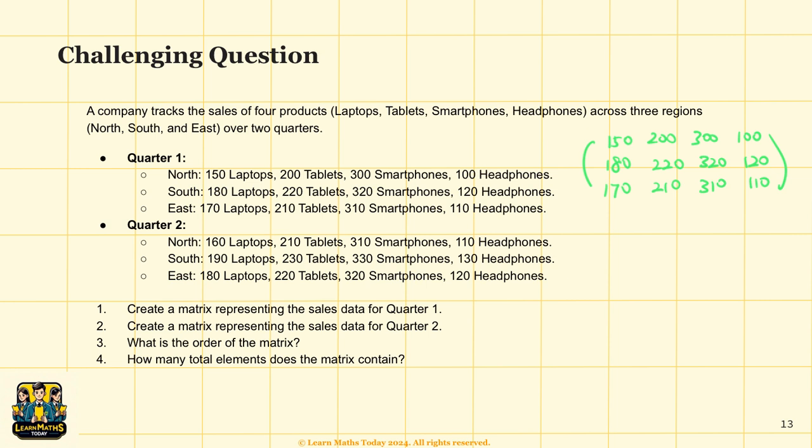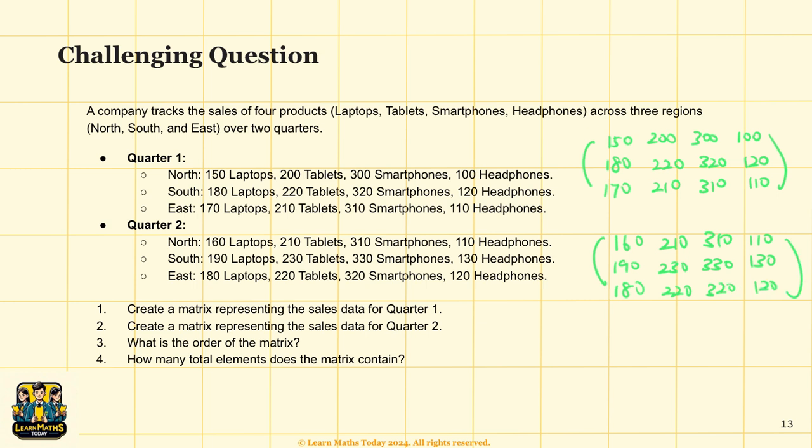Now do the same thing for quarter two. 160 laptops for North, 210 tablets, 310, 110. For South, 110 laptops, 230 tablets, 330 smartphones, 130 headphones. 180 laptops, 220 tablets, 320 smartphones, 120 headphones.